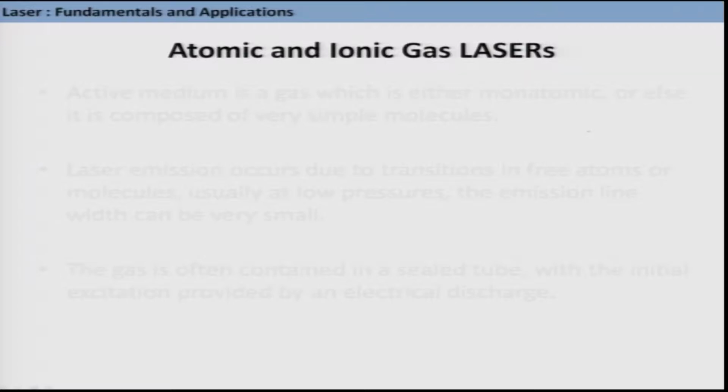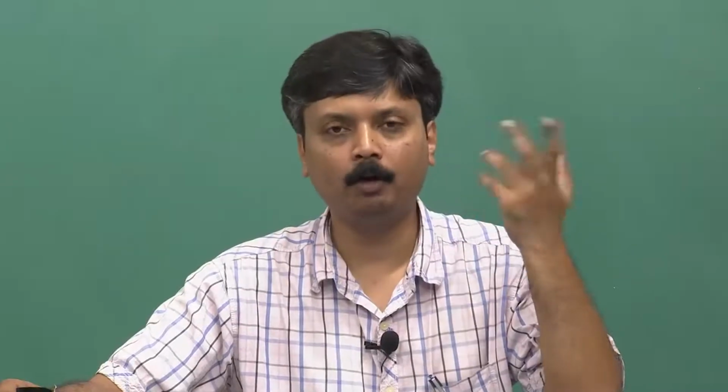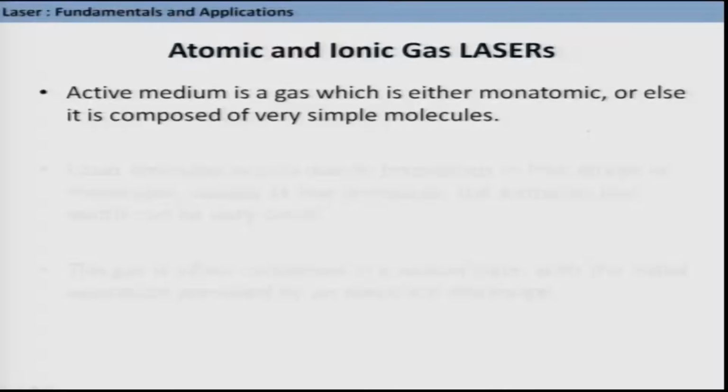After the solid state laser, next we will talk about the gas lasers, and among gas lasers, first we talk about the atomic or ionic gas lasers. In this case, as the name suggests, the active medium is a gas which can be a monoatomic gas, or it can be an ion. And gas lasers can be constituted of molecules also, that we will discuss shortly.